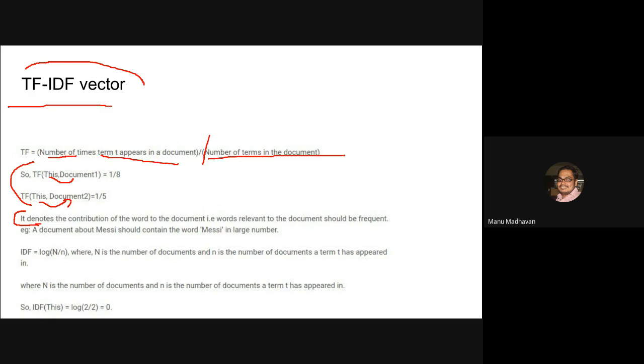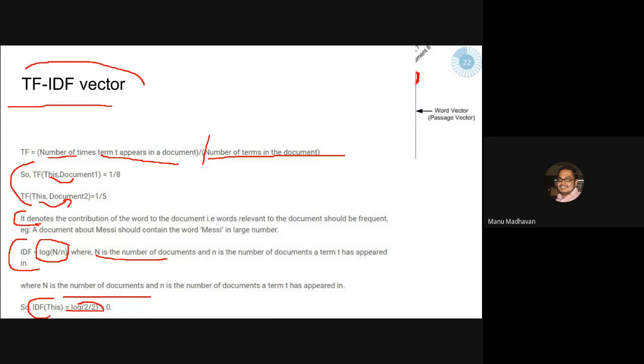So the first measure, term frequency, identifies how the particular word is relevant with respect to the document. And the second measure, IDF, checks how the word is relevant with respect to the whole collection. IDF, as we already mentioned, is calculated as log of N by n, where N is the total number of documents and small n is the number of documents in which the particular term appears. So we can compute IDF as log of 2 by 2. This clearly captures that if a word appears in all the documents, its IDF will be 0, so it is not a relevant word, we can ignore that word. It will have a low TF-IDF score.